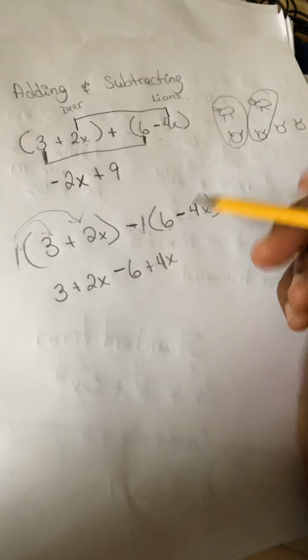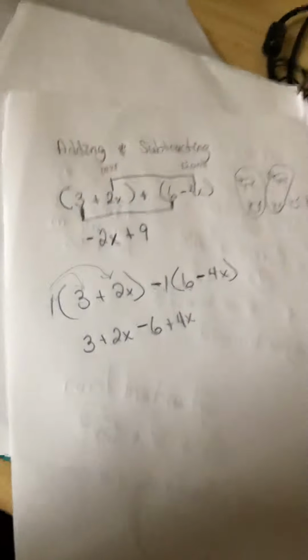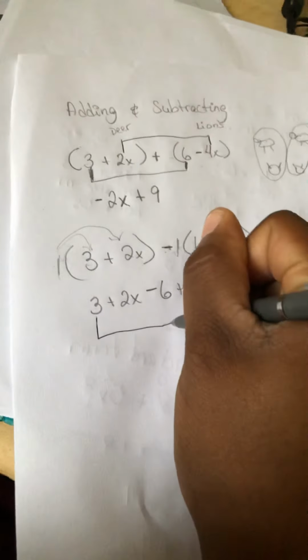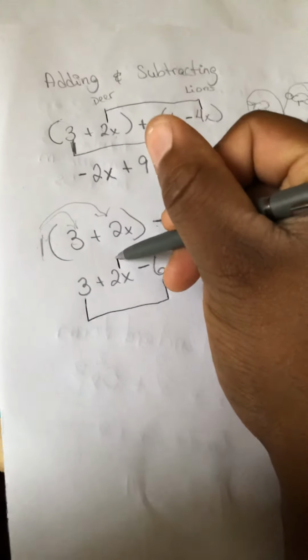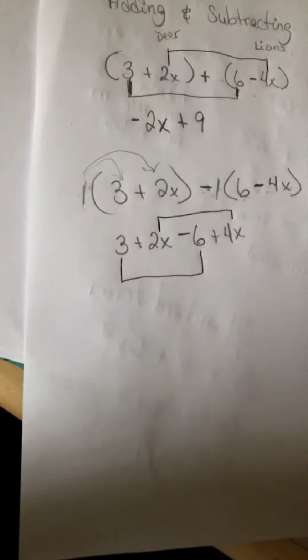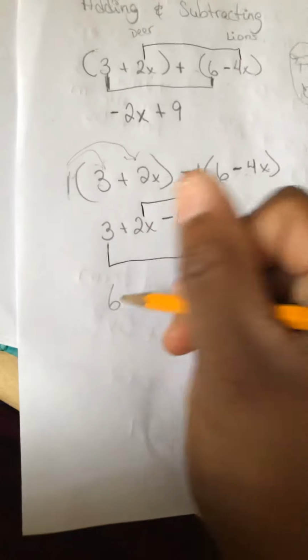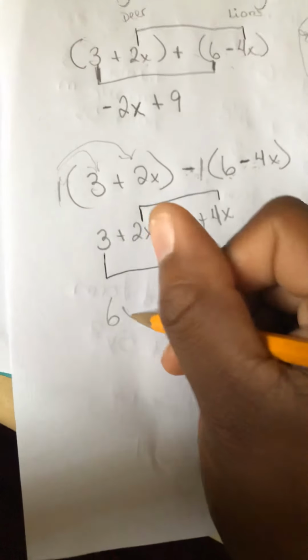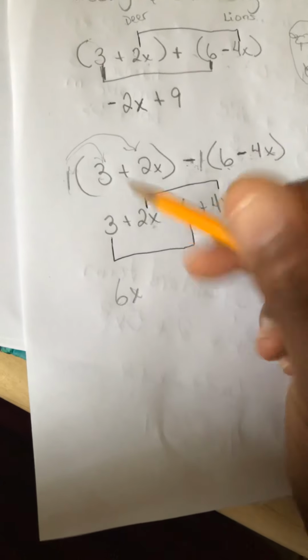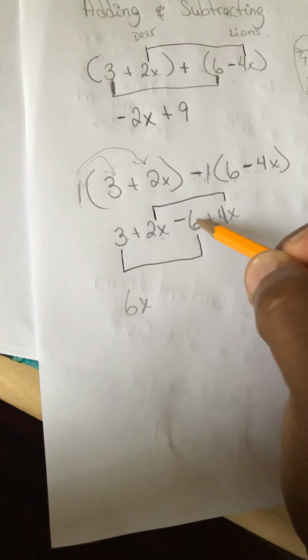Basically, every time you have a negative there, you're just changing whatever the sign is on the inside. Now that I did that, I still have 3, but this time it's -6. And I still have 2x, but this time it's positive 4x. Because I have 2 positive x's, now I can add them. 2 plus 4 is 6, and I get 6x because the variable remains the same. This time I have 3 minus 6.